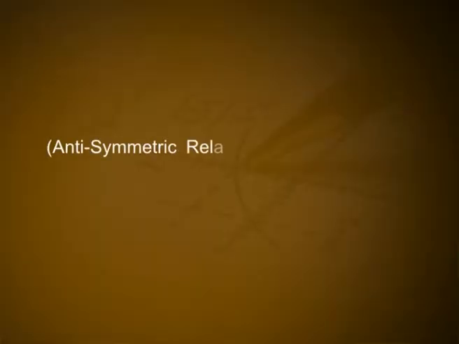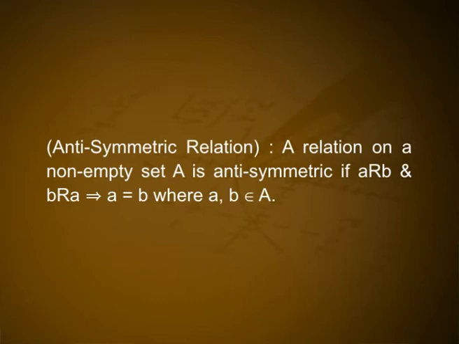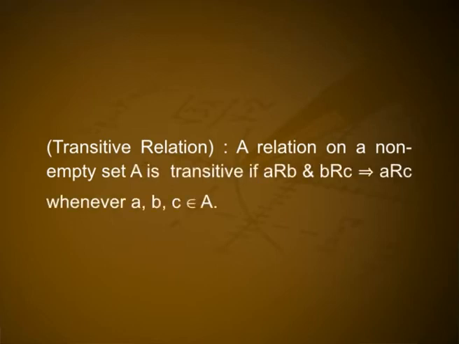Next, antisymmetric relation. A relation on a non-empty set A is antisymmetric if a related to b and b related to a implies a equals b, where a, b belong to A. Next, transitive relation. A relation on a non-empty set A is transitive if a related to b and b related to c implies a related to c, whenever a, b, c belong to A.